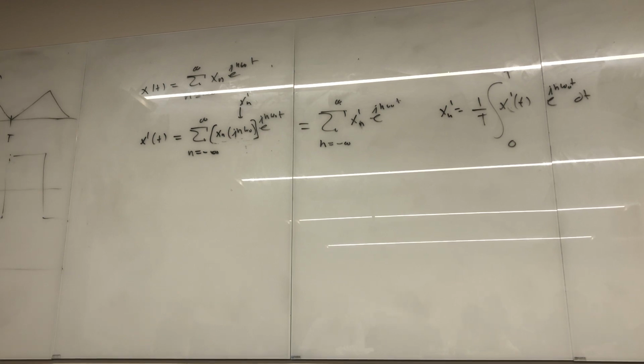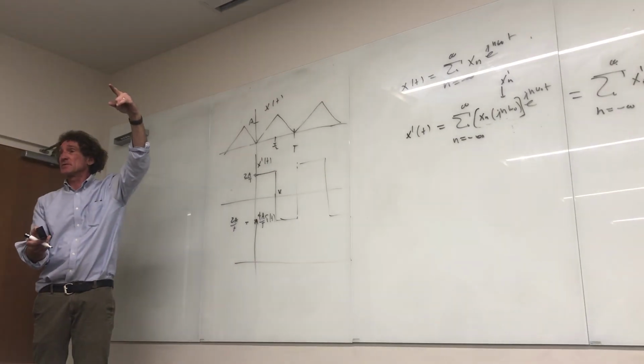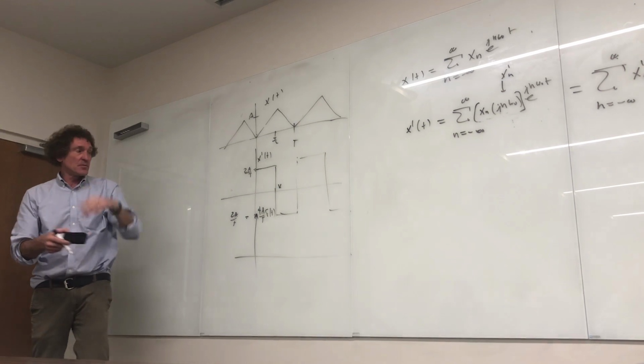Take a derivative of a square wave. It's got to be deltas, right? Because there's a discontinuity. It goes from 0 to some height, right? Instantly, that's a delta function. Do you follow me? It's a derivative of u of t.